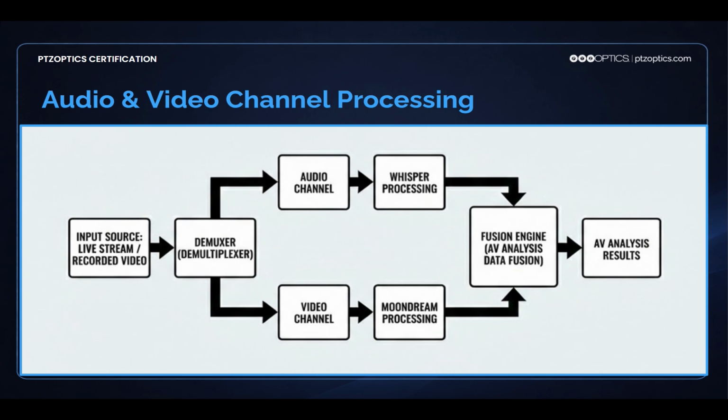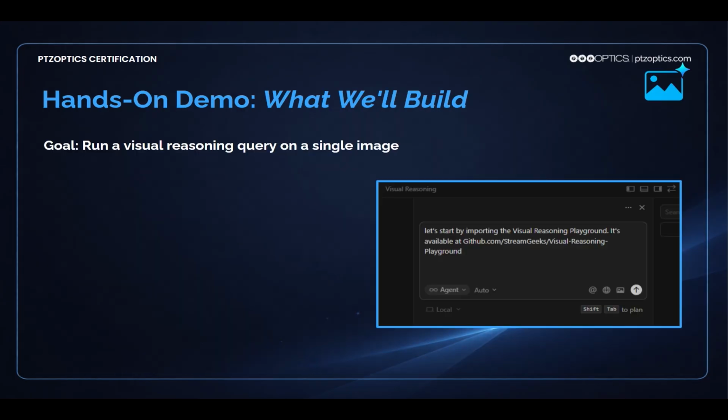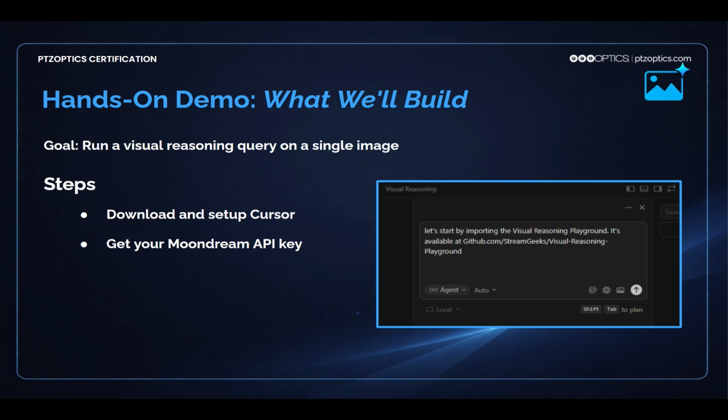We're going to analyze the audio, we're going to analyze the video, and we're going to use it together to make decisions and analysis that can automate our AV systems. So one of the things we're going to do is run a query on a single image. I want you to download and set up Cursor on your computer. Once you've done that, go to MoonDream.AI and get your API key, because you're going to need that throughout this course.